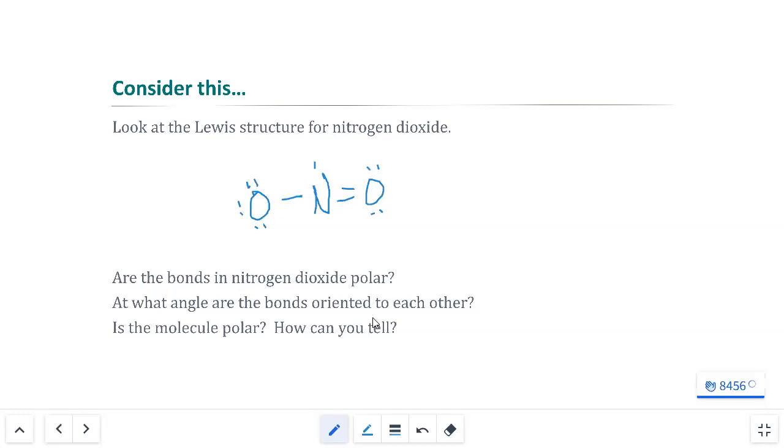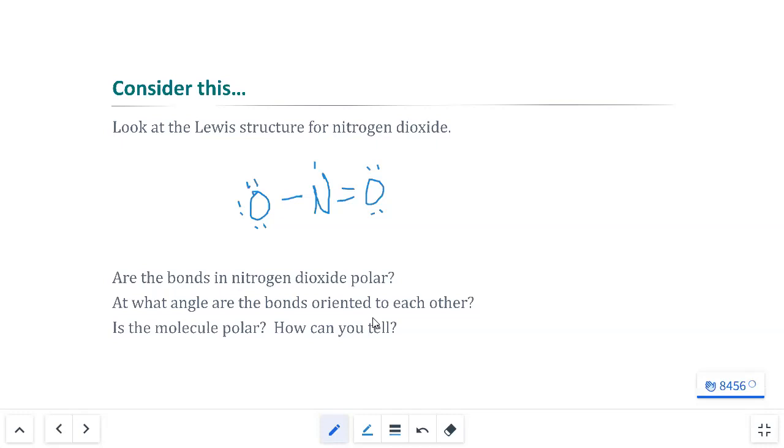Is this a polar molecule? Again, I have no way of knowing that just by looking at it. I could look at this and say, okay, well, I've got a polar bond going this way. I've got a polar bond going this way. The 2 polar bonds are the same, nitrogen to oxygen. Looks like they maybe cancel out. Reality, this is a polar molecule. It will dissolve in water.